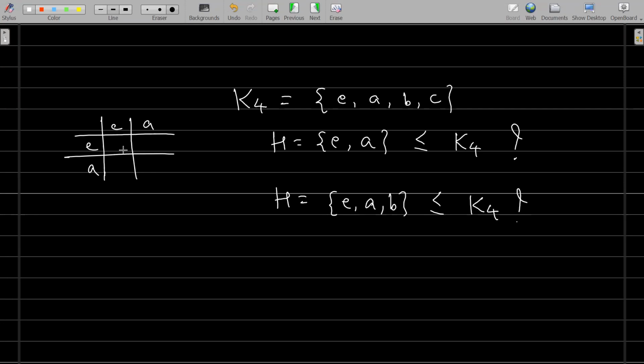Yes, E and A is a subgroup. This is E, this is A, this is A, and A square is identity. That's our definition. So fine, it's closed under the operation, right? And every element occurs in each row, each column exactly once. So fine, this is the subgroup, yes.